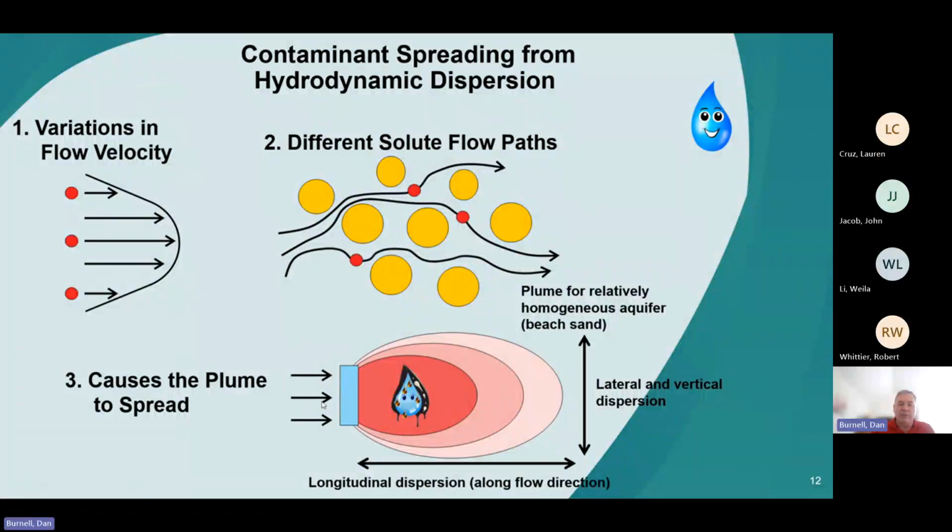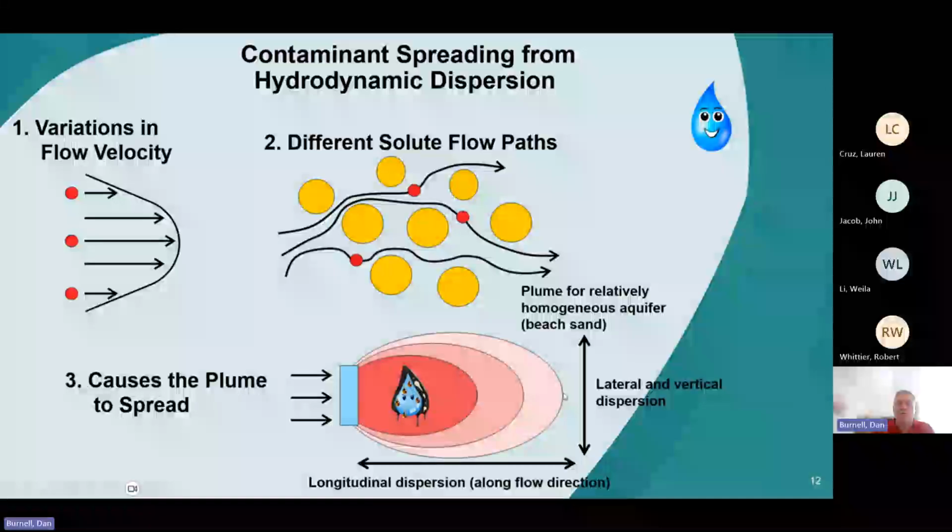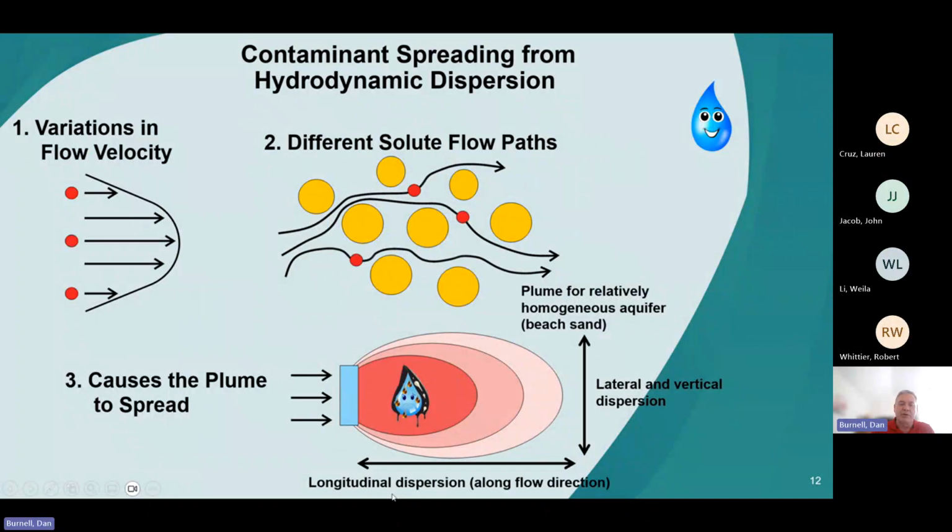But what's going on is, we have these plumes as they move along. The spreading that occurs in the direction of groundwater flow, we call longitudinal dispersion. Whereas the spreading that goes sideways, we call transverse dispersion, and that can occur not only sideways, looking straight down at the earth, but also they can spread a little bit vertically too.